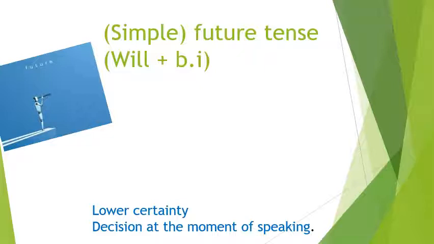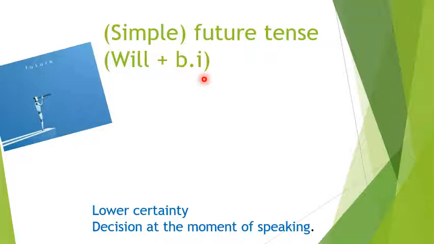Today we are going to talk about simple future tense. Some people might just call it future tense, okay? So we'll be talking about simple future tense and the structure is will plus bare infinitive. BI for bare infinitive. That means the base form of the verb, okay? I will talk more about bare infinitive in the next few slides, okay?